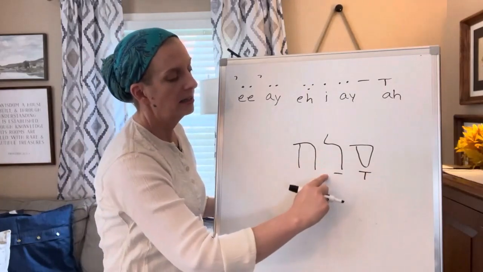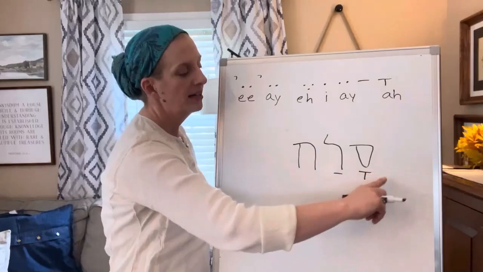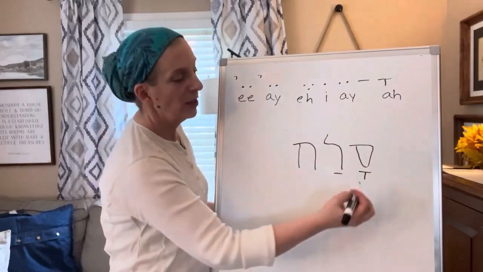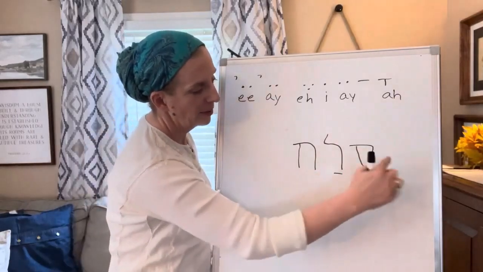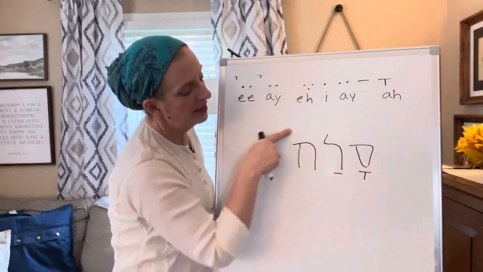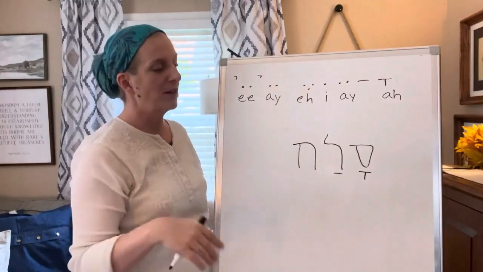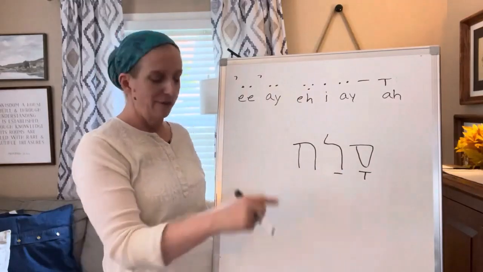Salach. Salach. Let me do that quickly. Salach. Now we know that this right here, I want to just show you with my thumb. This is an open syllable and this is a closed syllable. So just reviewing some of the things we've done before. And this one means to forgive.